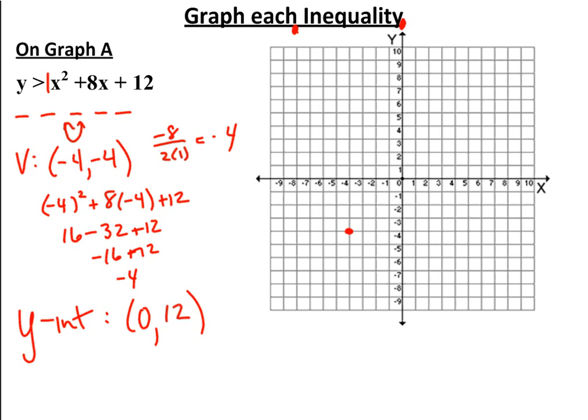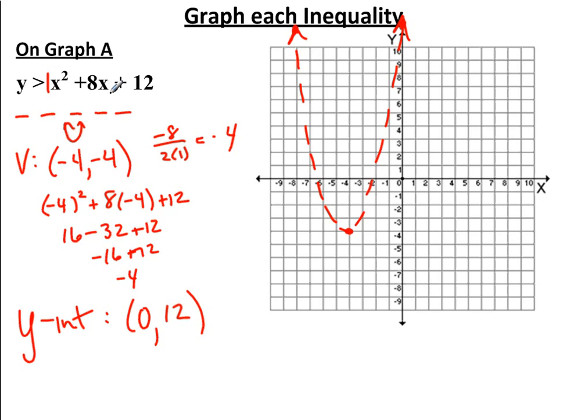So what I'm going to do is now graph a parabola, but it's going to have a dotted line or a dashed line. Remember, this does go on forever. But now I've got to decide which side of this I'm going to shade.